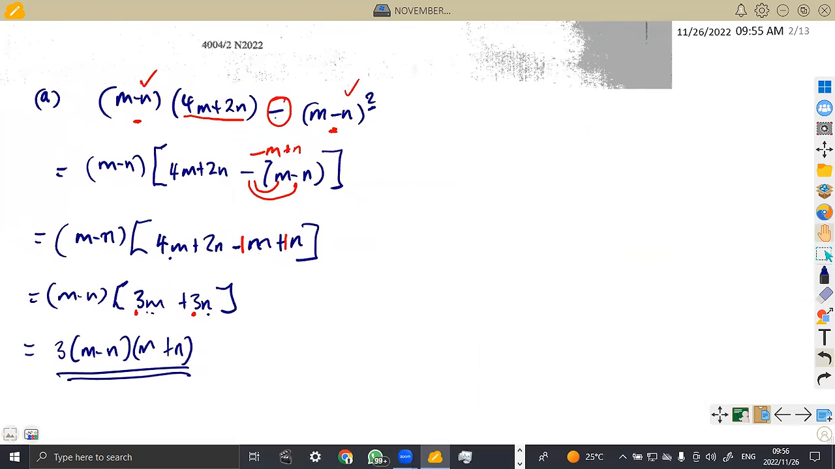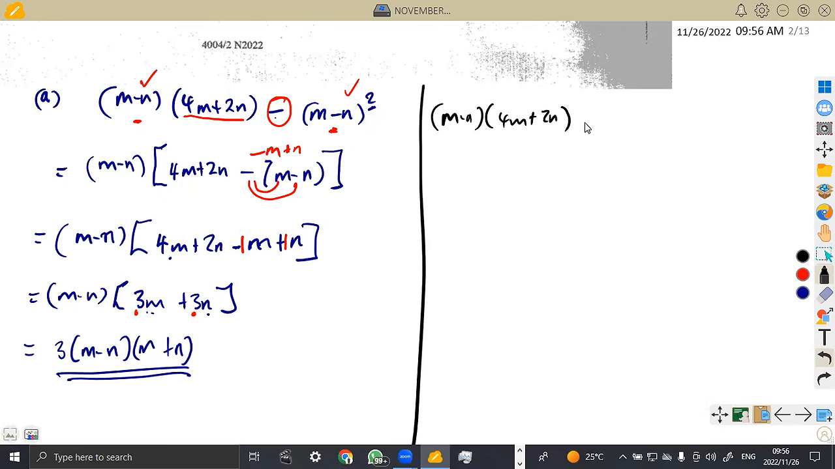Some of you like to work in another way, with a lot of things. Anyways, you can expand this part. So I'm just going to rewrite the expression: m minus n into 4m plus 2n minus, this is (m minus n) squared. So we've got m minus n squared.